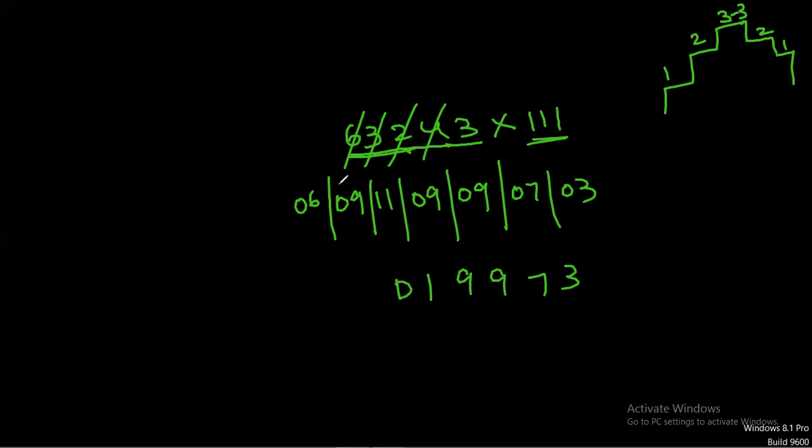Here we are multiplying with 3 ones, so we have added three digits at a time. Understand?